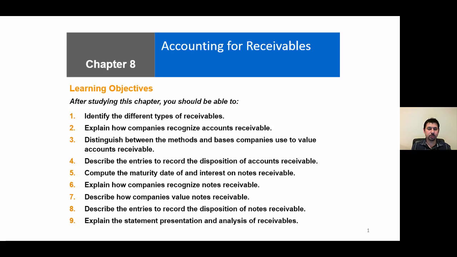In this chapter, we will talk about accounting for receivables. We will talk first about accounts receivable and then about notes receivable. We will learn how to recognize accounts receivable and the methods that companies use in order to evaluate or get to the value of the receivables that they will collect. And then we will also learn how to write the journal entries for disposing of receivables. We will also talk about notes receivable, and at the end we will explain how they are presented on the financial statements.